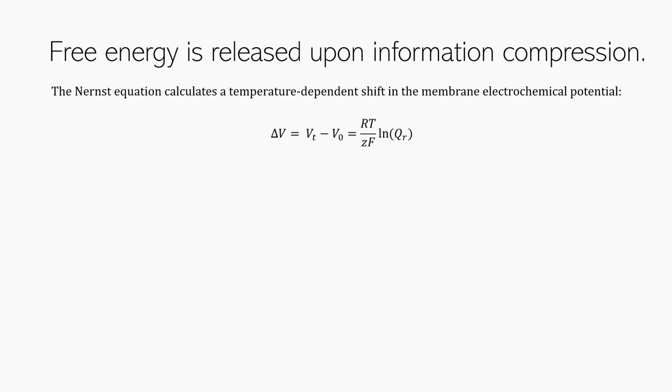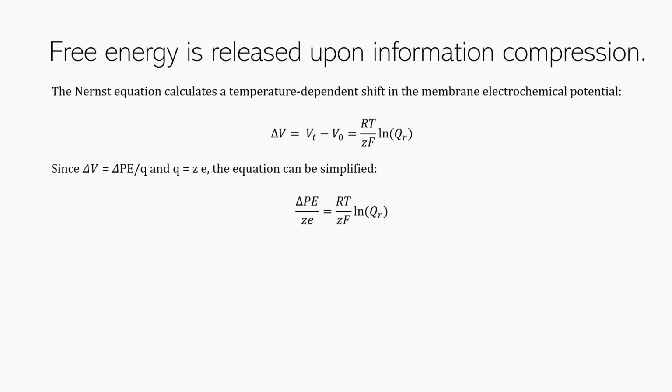Here, Vt is equal to V0 plus RT over zF times the natural log of Qr, where Vt is the electrochemical potential of the cell after some time has passed, V0 is the starting potential of the cell, R is the universal gas constant, T is the temperature of the system in degrees Kelvin, F is the Faraday constant, z is the valence of the ion that is transferred during the reaction, and Qr is the reaction quotient, which gives the equilibrium potential of the reaction, which in this case is, of course, the likelihood of ions crossing the neural membrane.